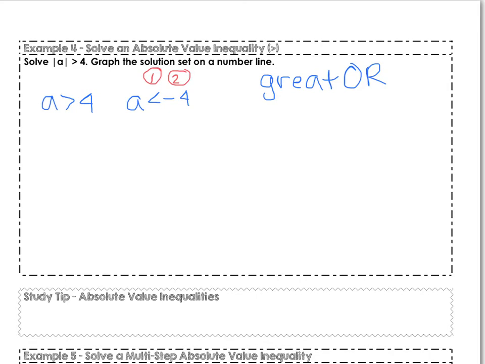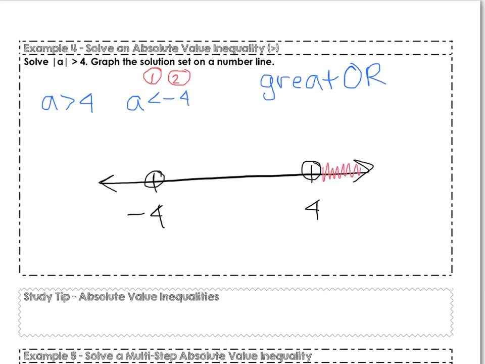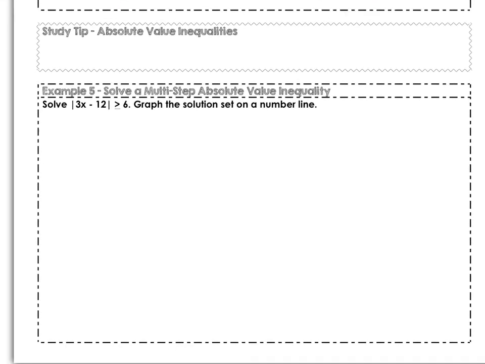So now, when we go to graph him, once again, I'm going to plot two spots, -4, +4. Both are going to get open circles because we're not or equal to, and then I'm going to shade. Now in this one, A is greater than 4, so I'm going to shade to the right where I'm bigger than 4. And I'm less than -4, so I'm going to shade to the left. Okay? Notice again, there's a study tip for you to fill in.